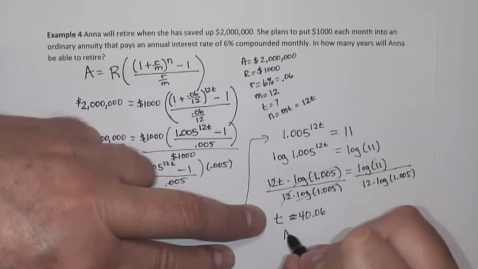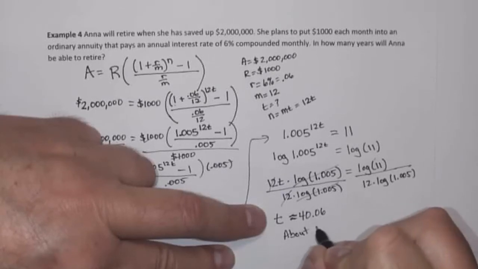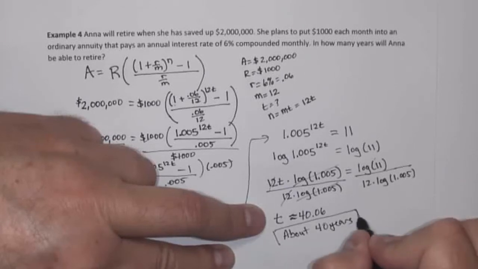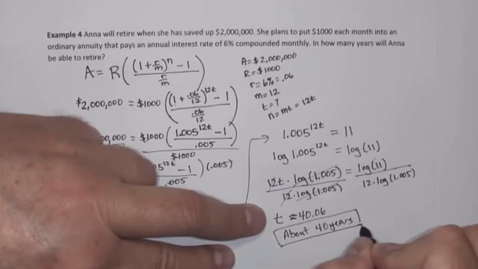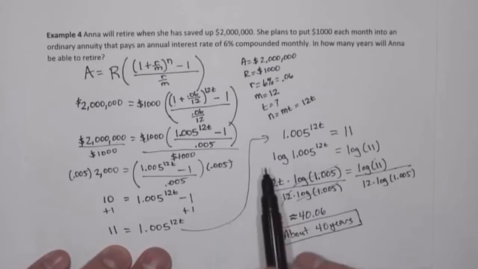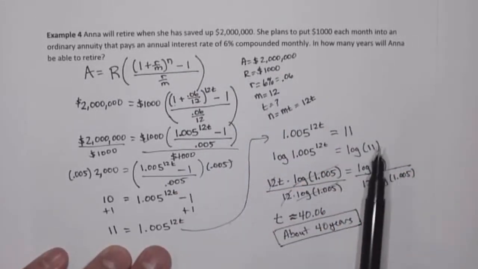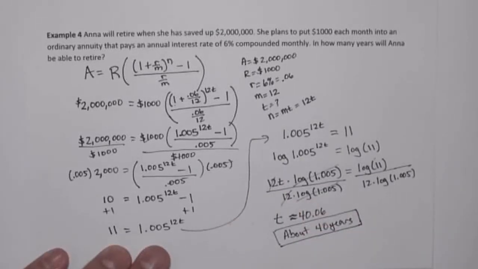So about 40 years. So if Anna puts $1,000 per month into this annuity, at the end of 40 years, she'll have $2 million to retire with.